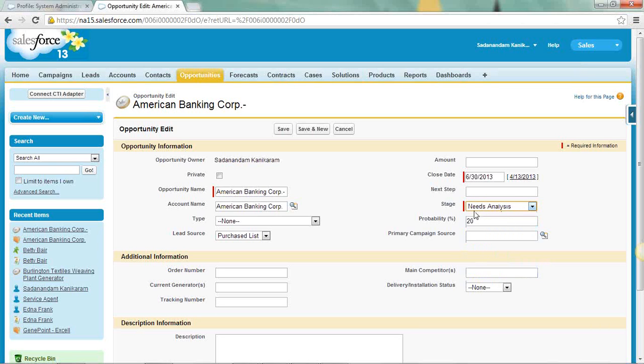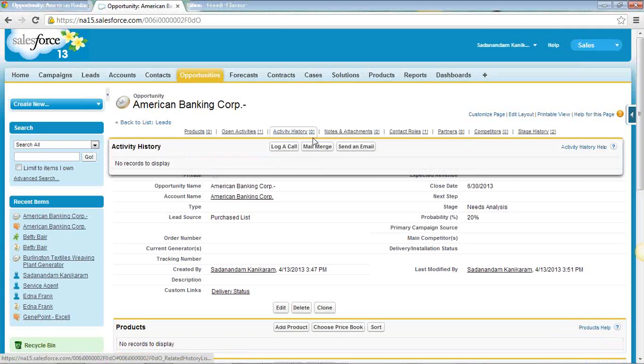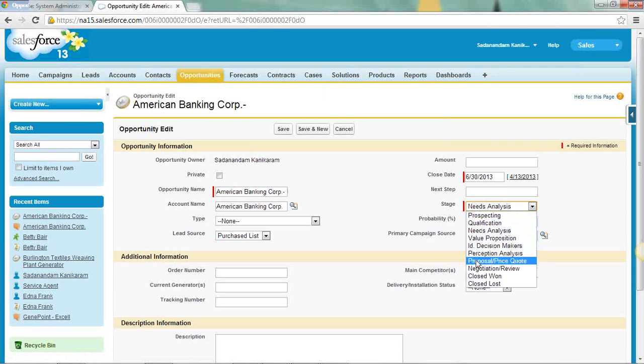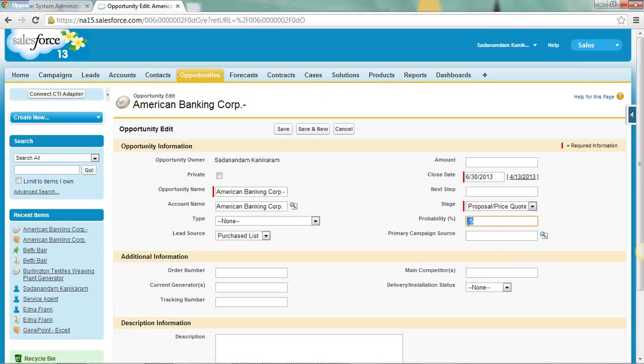The moment I change the stage, the probability gets set to 20. That means my chance of winning the business is increasing whenever I communicate with the person who is interested in buying my services. Now let's say I attended the meeting and gave my demo and everything, and she said, why don't you come up with your proposal and price quote, right? So that is what I will change my stage to. Let me save here. After I come back from the meeting, she says we want a proposal, so I will change my opportunity stage to proposal price quote, and again the probability of getting the business is increasing, like 75% now.